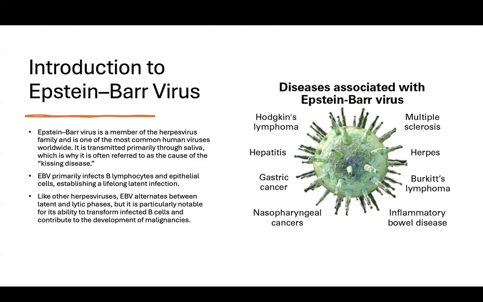So now moving on to another interesting virus, the Epstein-Barr virus. Epstein-Barr virus, we refer to it as the kissing disease because it's usually transmitted through saliva. EBV loves to infect B cells, specifically B lymphocytes, and epithelial cells. And again, they love to establish lifelong latent infections.